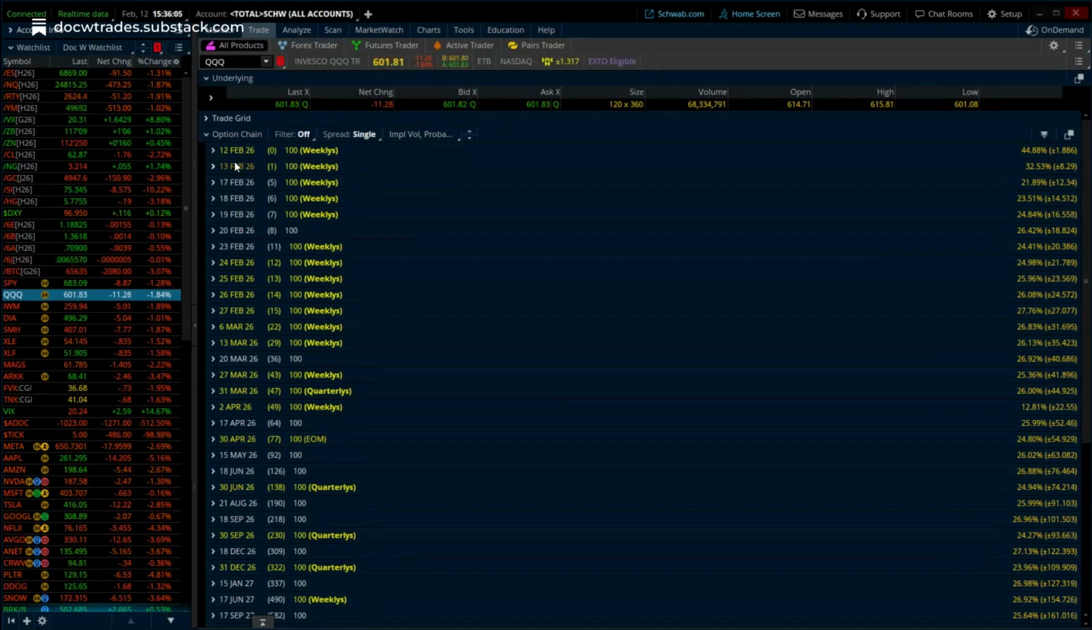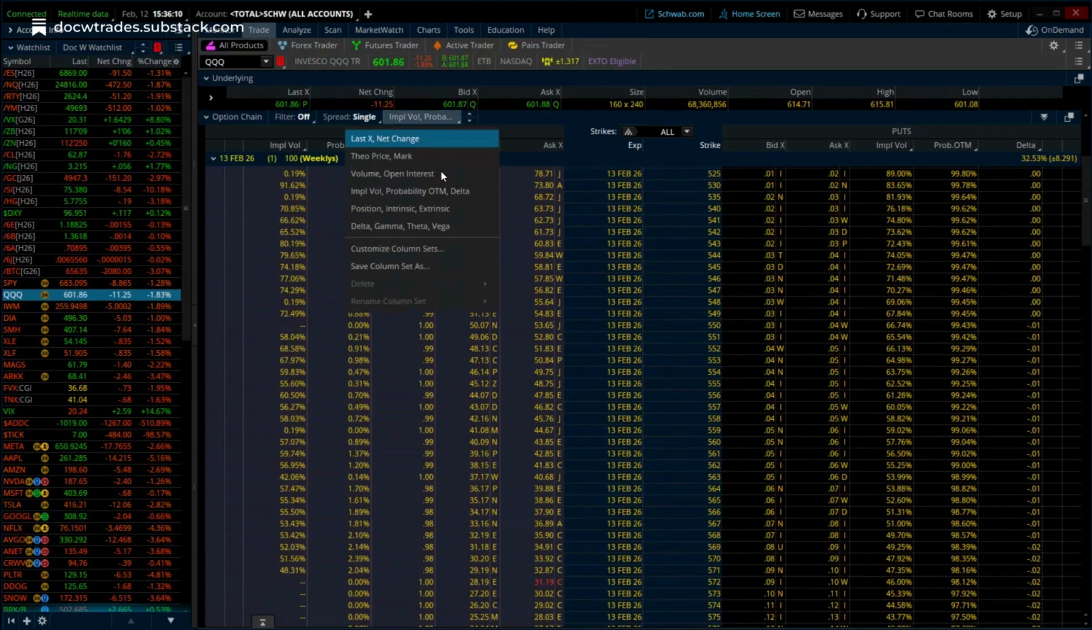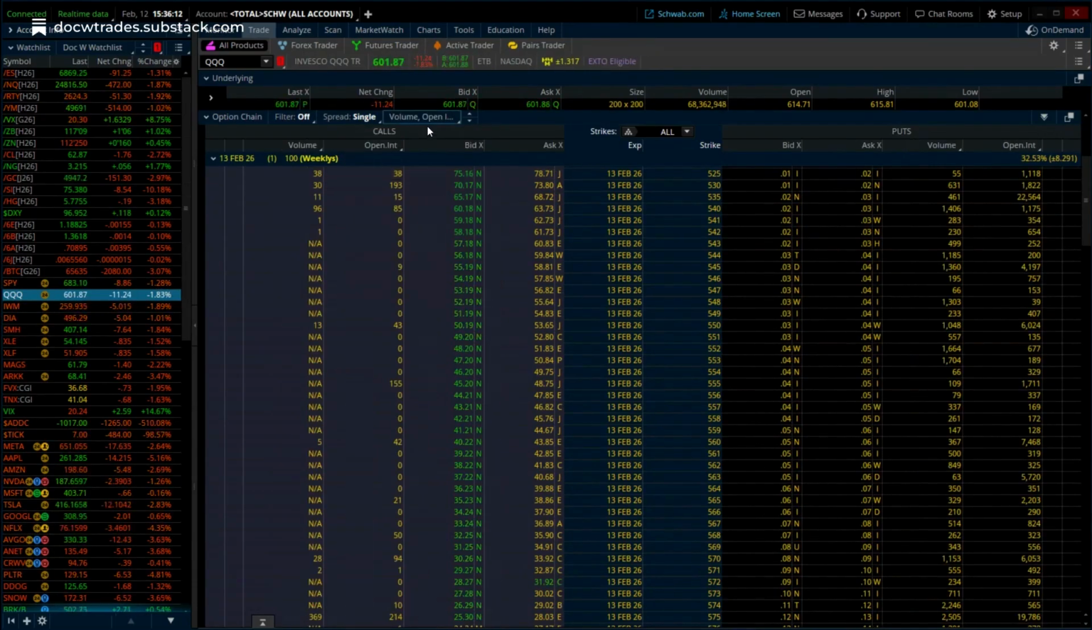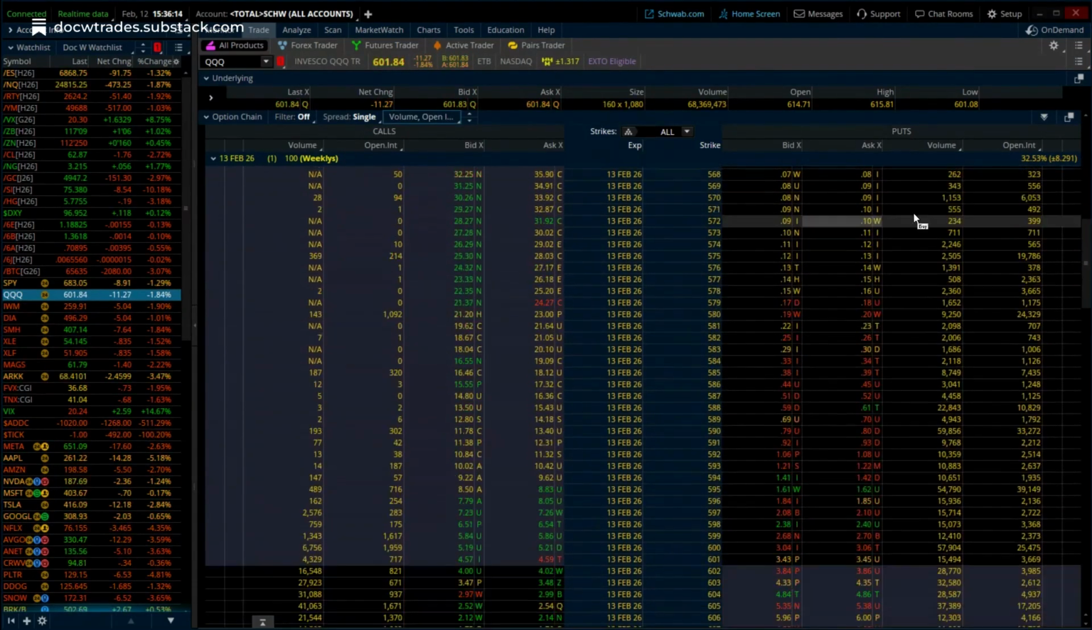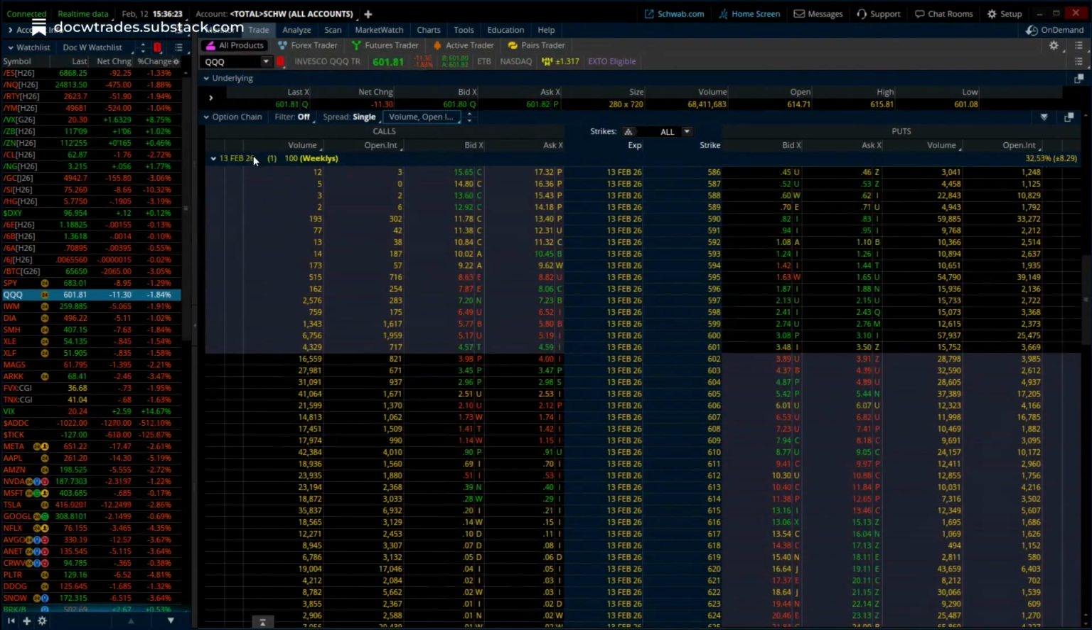The key thing is when you open up these options chains and you look at open interest and volume, you can see how a majority of the volume is all traded with 1, 2, 3, 4 days left to expiration.